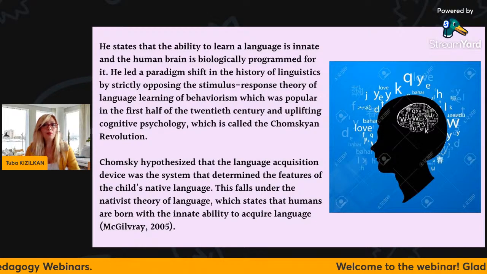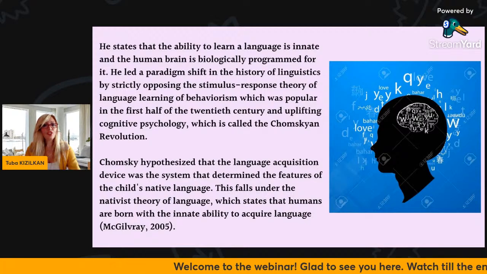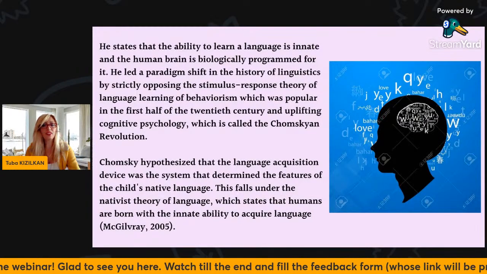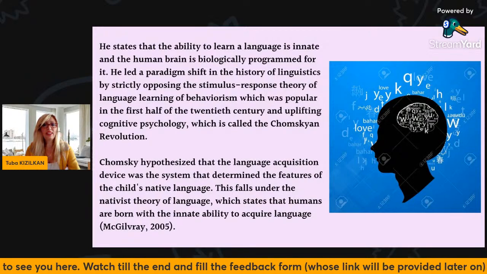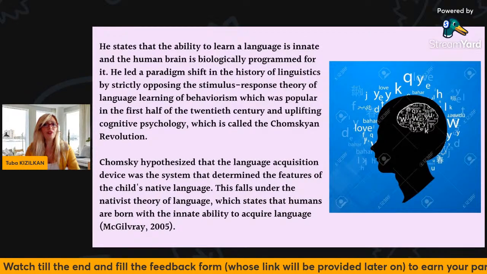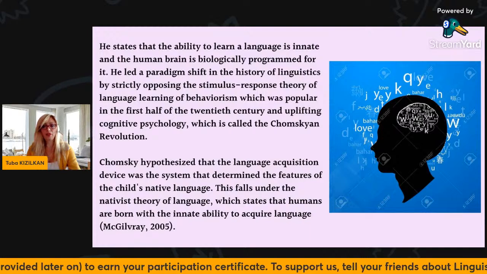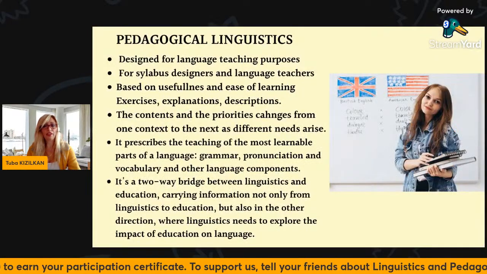And Chomsky hypothesized that the language acquisition device was a system that determined the features of the child's native language, and this falls under the nativist theory of language. It states that humans are born with the innate ability to acquire language, which is totally opposite of this behaviorist theory, actually.